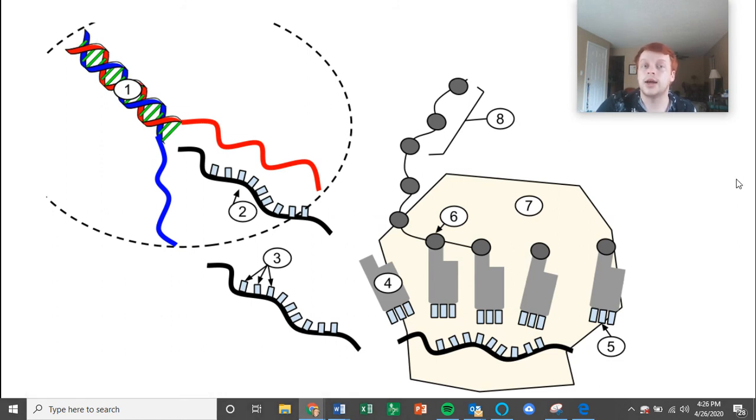So if you struggled with that, get a new sheet of paper out, go ahead and try it again, come back and check your answers because you will need to know that for your exit ticket.